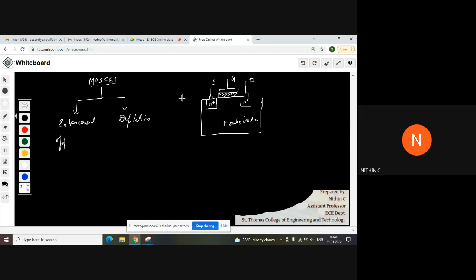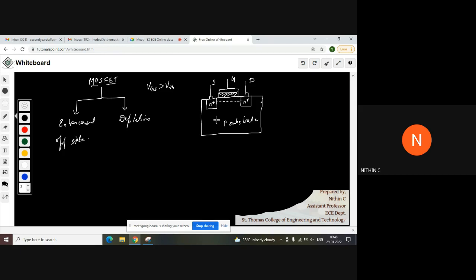Like the pipe example we mentioned yesterday, by using the gate we need to create a channel over here. Okay. So initially, this MOSFET is initially in the off state. By applying a voltage VGS greater than VTH, what will happen? Inversion will occur and we will get a channel over.